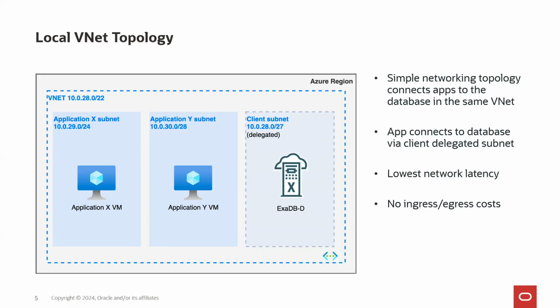I think that's the key thing I want to highlight in this slide, as well as that this is a simple network topology. One VNet, there's an application subnet, and we already have Exadata in a delegated subnet by design. There is no ingress or egress cost because all the data movement happens within the VNet. Next slide, please.